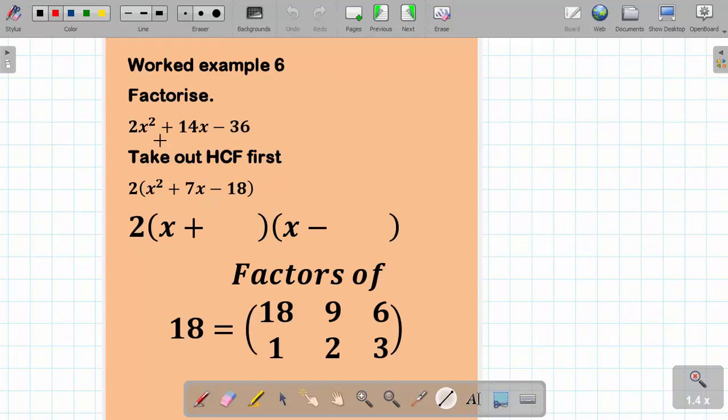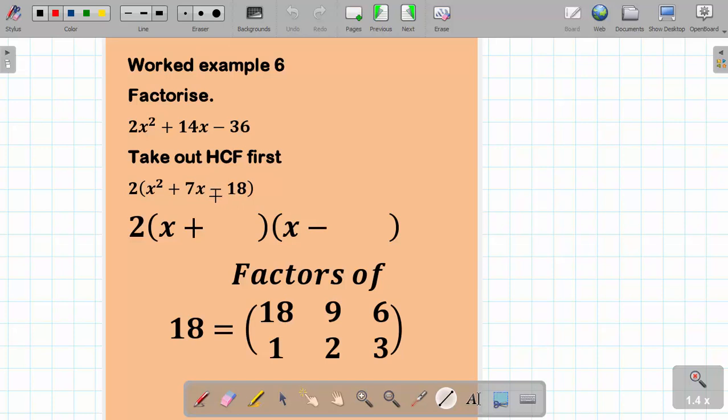Now they say here 2x squared plus 14x minus 36. Like we said, if there is a number here, first take out the highest common factor if it is possible. Somebody can say, what if it's not possible? Then you use the cross method, which is coming just ahead. Okay, so if you take this out, now 14 divided by 2, I get 7, that's why it is 7x here. 36 divided by 2, I get 18, that's why it is 18 here.